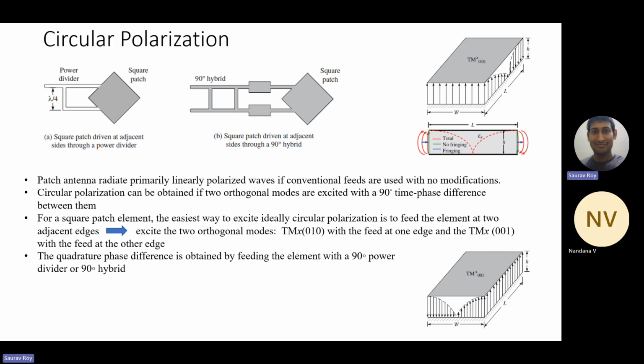Yeah. So now you tell me why this lambda by 4 line is required extra. You see this power divider? It's a quarter wave transformer. That is for impedance matching, right. But in our polarization, why do we need it?